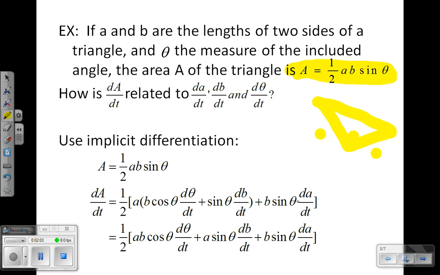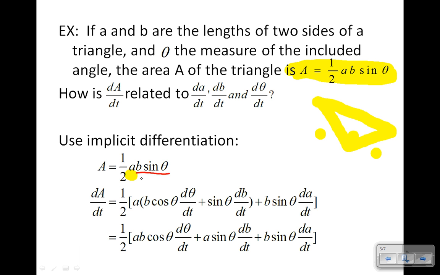All right, so I started off with the area formula and I took its derivative, and because all these letters are variables and they're all on the same side of the equation, I have to do it implicitly. Also, there are 3 variables there, so I want to do a product rule, but I've got 3 things in my product, so I'm going to pretend like there's only 2 things in my product. So a is my first part of the product, and the second part is going to be b sine theta. So this is my product rule, and inside of it I have another product, b sine theta.